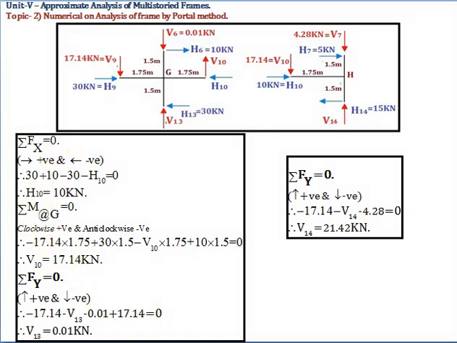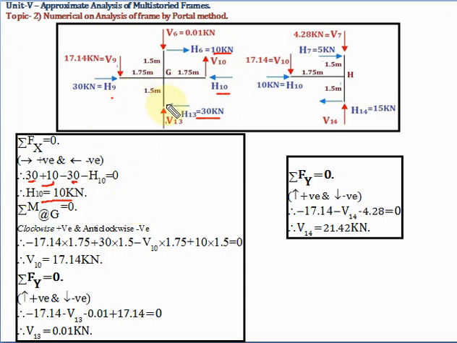Now apply the first equilibrium equation, summation Fx equal to 0, towards right positive, towards left negative. So here 30, where is it acting? Towards the right side, plus. 10 towards the right side, plus. Then minus 30 towards the left side, minus. And H10 is also acting toward the left-hand side, so minus. So here we'll get the value of H10 as 10 kilonewton.